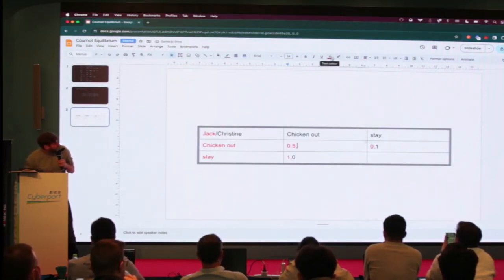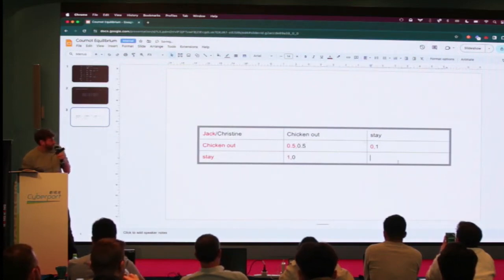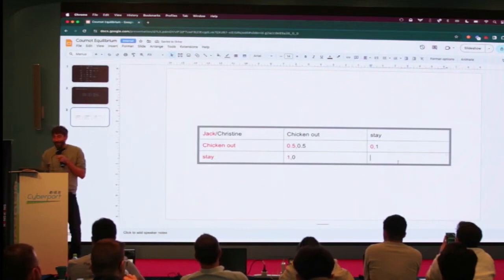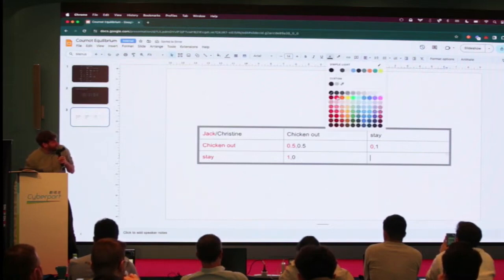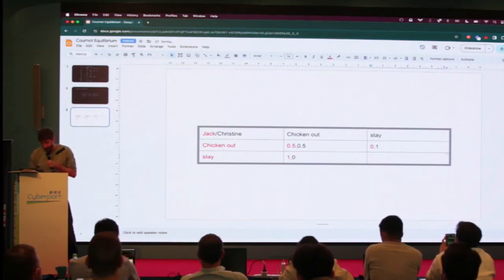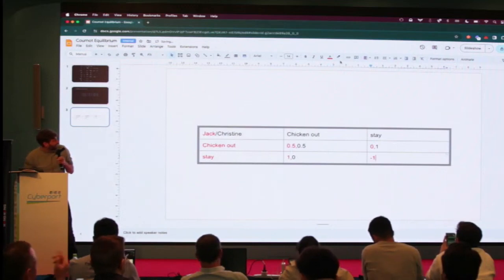And actually, if both stay, it would be -1 for both. Why? Because it's worse than just chickening out. I suppose if they collide, it's pretty sure that they have some damage, right? Okay.